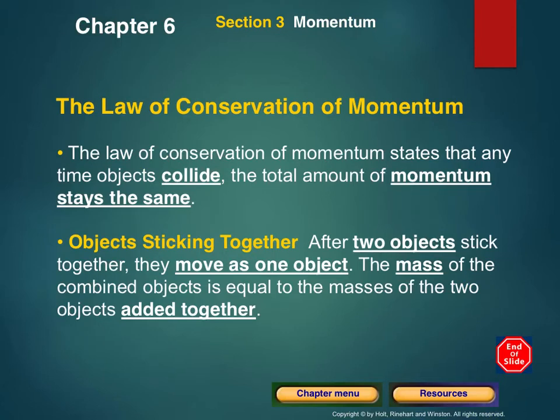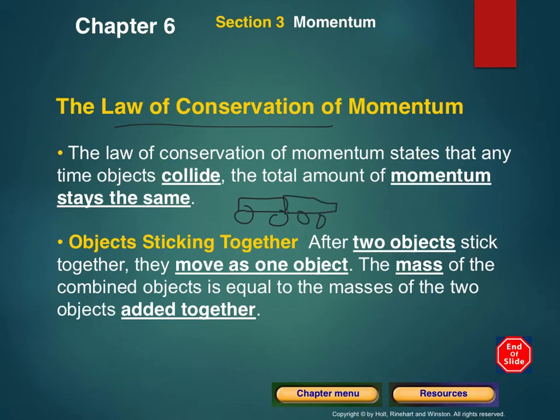Okay, so there's two ways to think about this law of conservation of momentum. The one thing that governs all of this is that when any two objects collide, the total amount of momentum stays the same. The first way to think about it is after two objects stick together and crash. Imagine a car getting into a car accident. This is always a common example, and it crashes into another car, right?